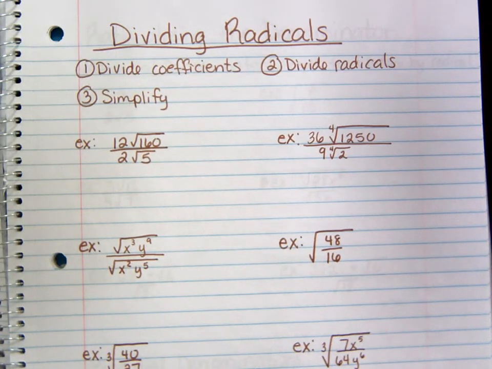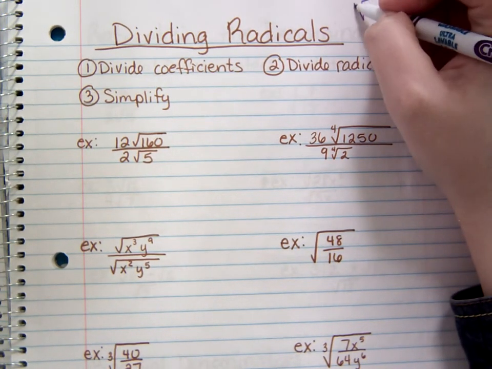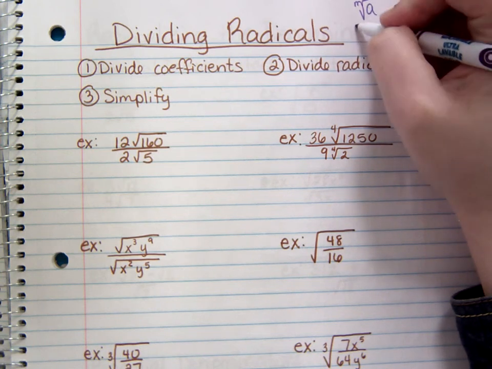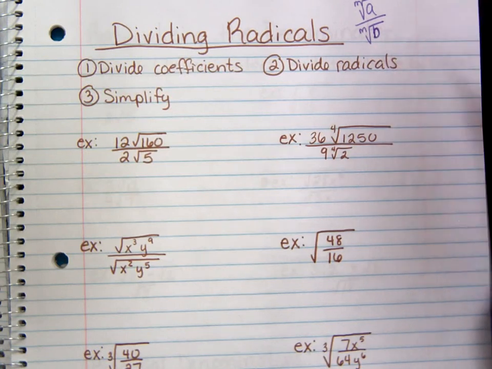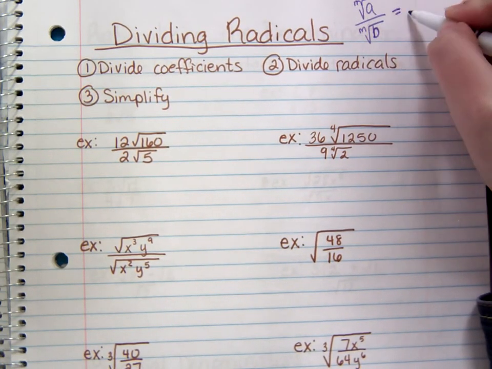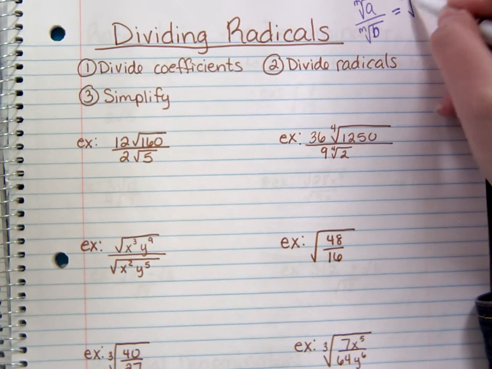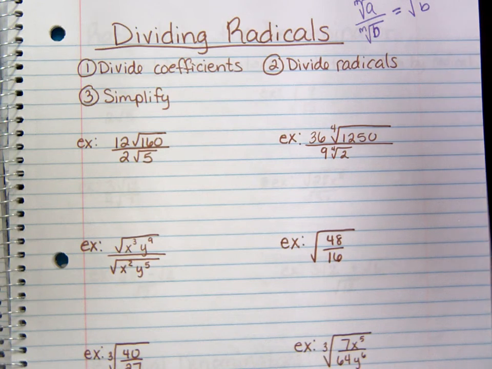In this video, we're going to look at how to divide radicals. Now, when we have radicals that have the same index, like this, if they have the same index, you can just go ahead and divide what's under each radical and get your answer, simplify from there.